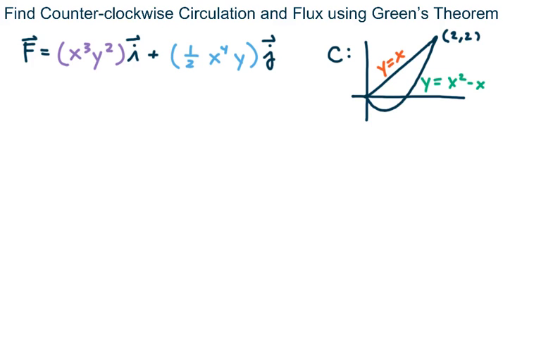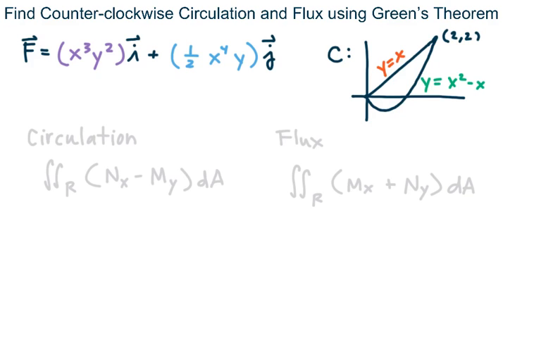So we have two formulas that we use, one for counterclockwise circulation and one for flux. I've written each of those two formulas from Green's theorem here. So we're going to do a double integral over the region bounded by these two curves. And for circulation, we take n partial with respect to x minus m partial with respect to y. Whereas for flux, it's m partial with respect to x plus n partial with respect to y.